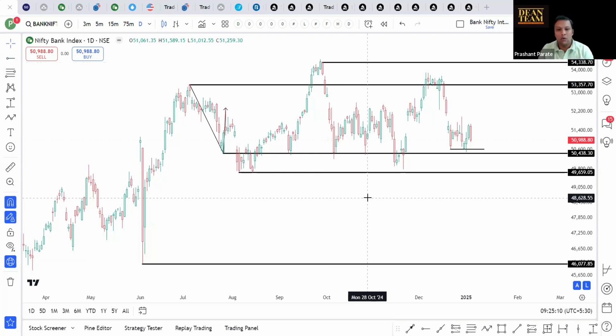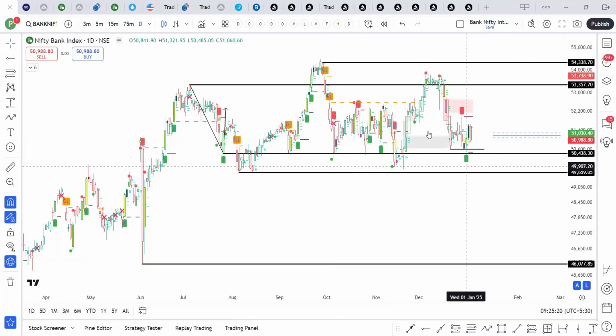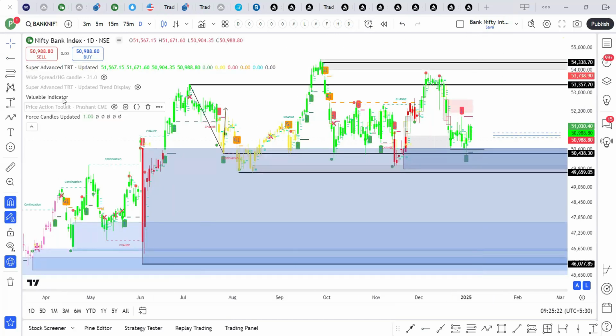And right now, what do we have as per the tape reading tool? The tape reading tool is saying that prices are still intact. The green trend is still intact.